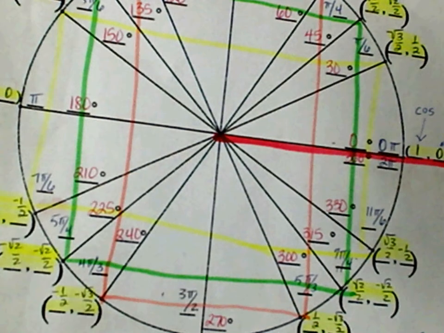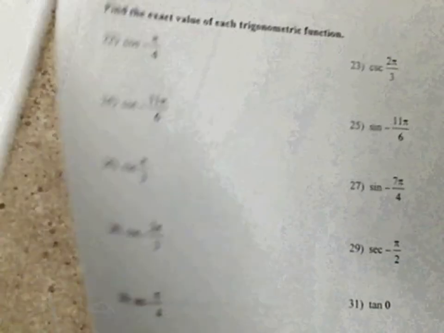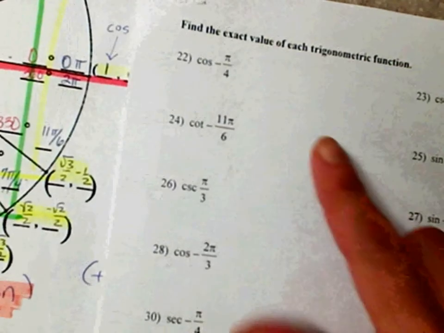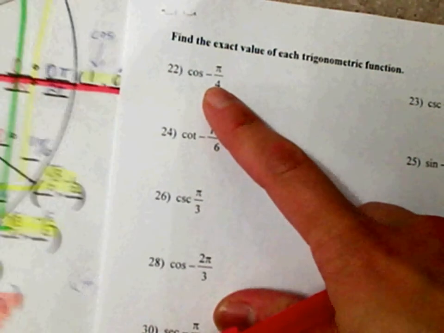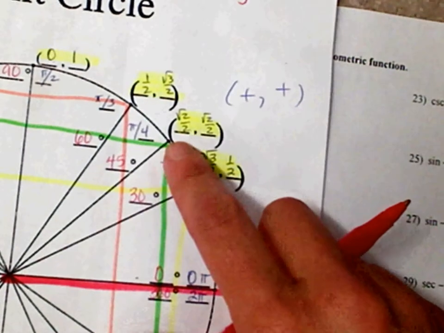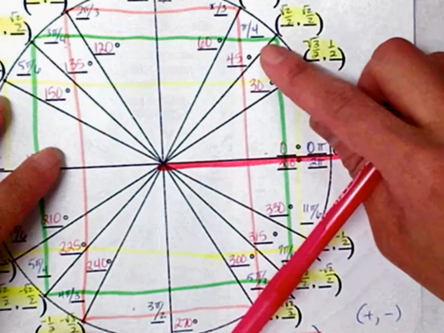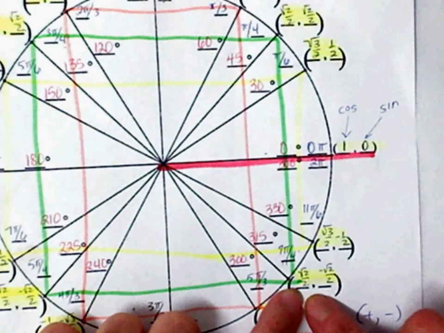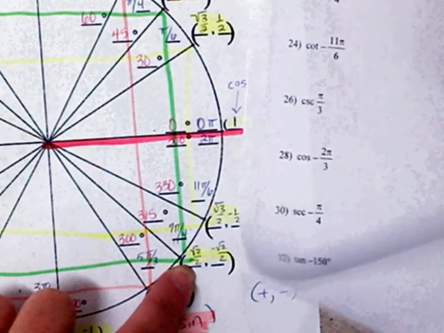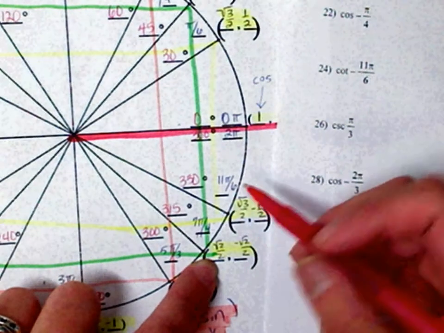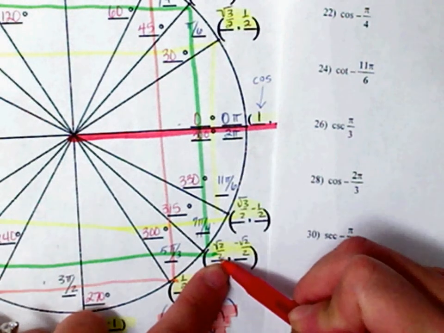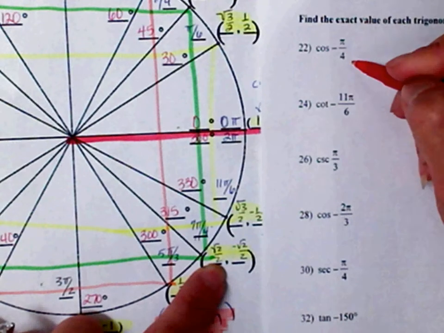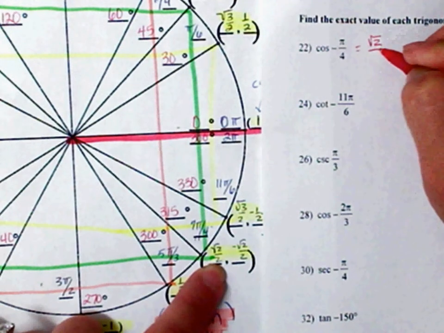On number 22, you have cosine of negative pi over 4. Negative pi over 4 is right here. And if you will see how this is a negative, if it's negative, it's going to reflect it. So I'm going to be looking at this one right down here, okay? So cosine of pi over 4, cosine is your first one. This one here of negative pi over 4 is the same thing as square root of 2 over 2. You can't simplify that anymore, so that's as low as it's going to go, and that's it.